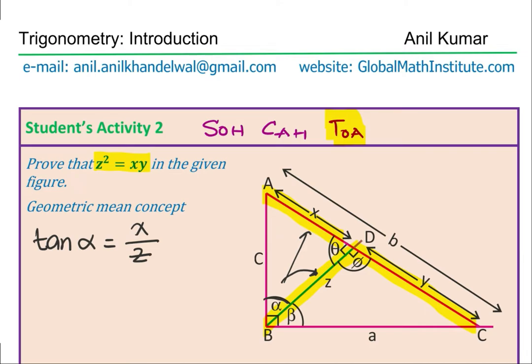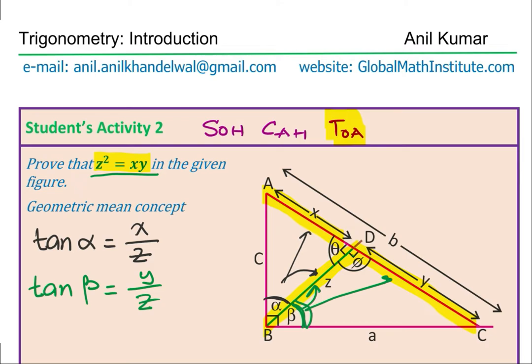Now let's look into the other angle, which is beta shown here, right? So what is tan of beta? Well, the opposite side now, because that is the right angle, is y, and the adjacent is z. So this is the opposite side over the adjacent z. Tan beta is y over z. Now, can you see the solution? How can we prove that z square is equal to the product of x and y?